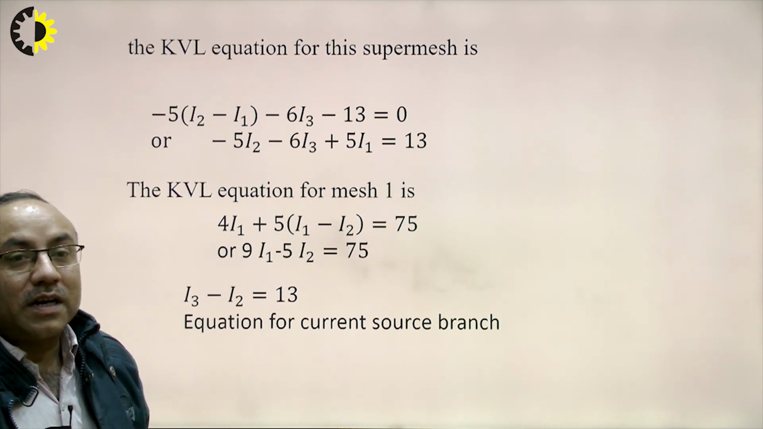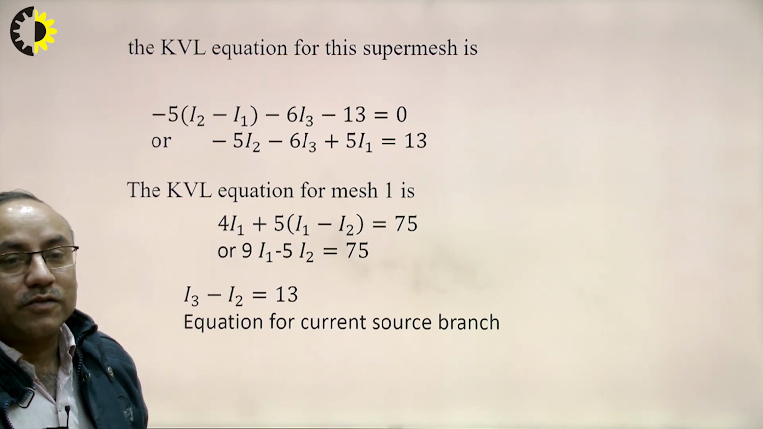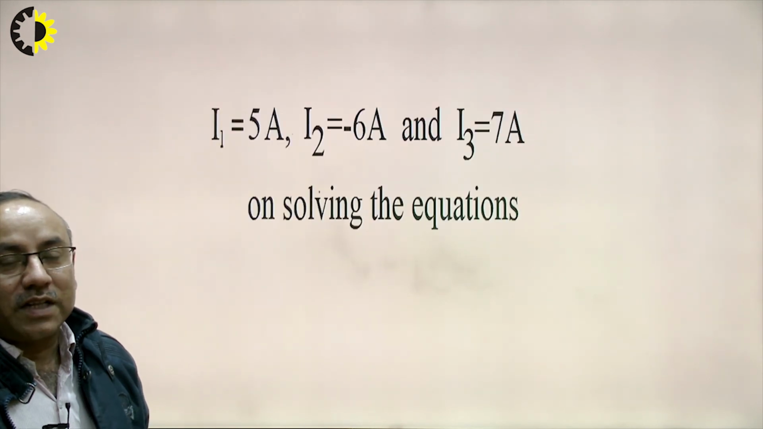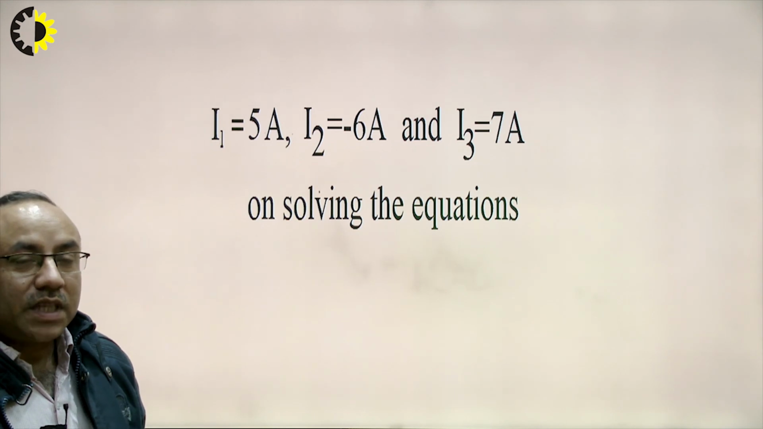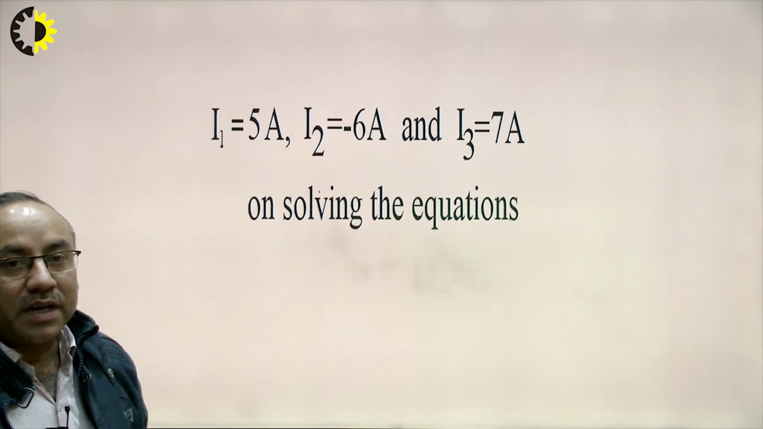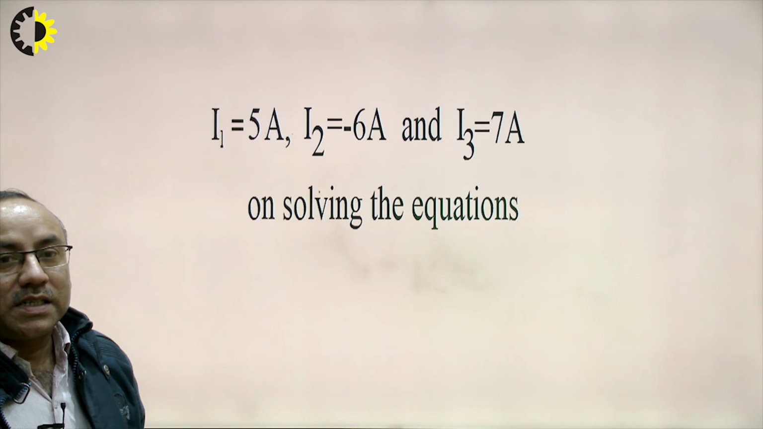So, after all this analysis, we find that there are three equations and three unknowns, I1, I2 and I3. On solving these equations, we can find the values of all three unknowns. After solving, I1 comes as 5 ampere, I2 is minus 6 ampere and I3 is 7 ampere.